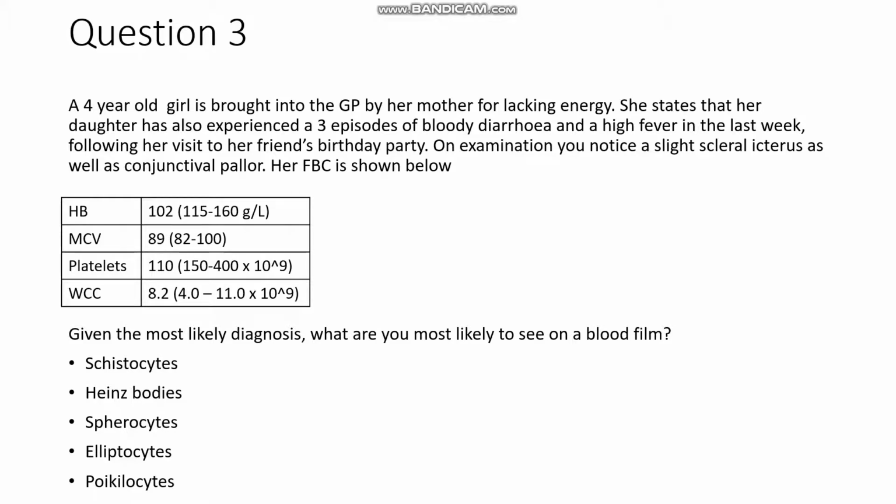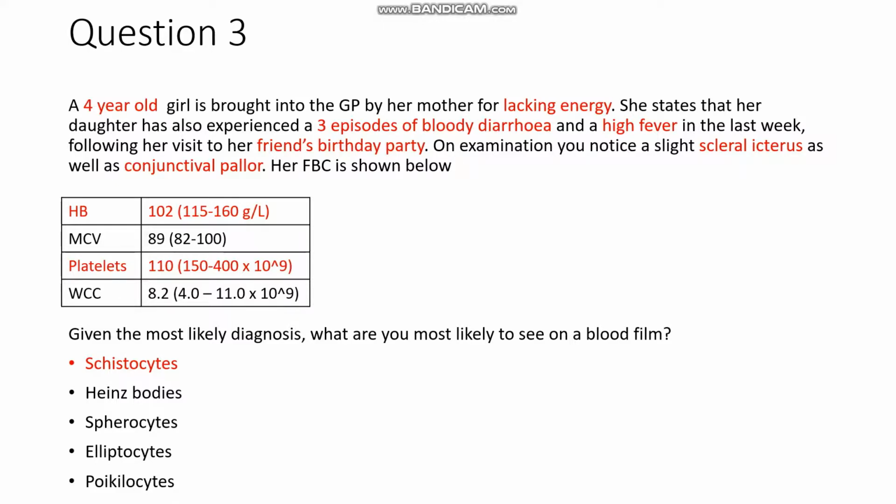Please pause the video and have a go at the question. Okay, so the most likely thing that we're going to see on a blood film is schistocytes. Now, why are we likely to see schistocytes, and what is the underlying diagnosis? Well, the underlying diagnosis here is hemolytic uremic syndrome, the condition which occurs if you get infected with a very specific species of E. coli known as the O157:H7 species.